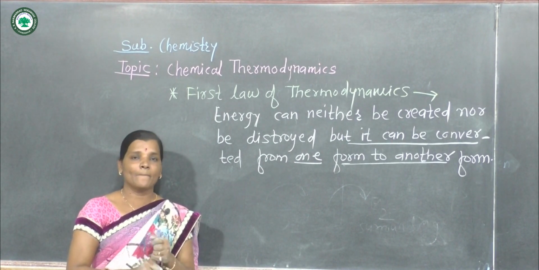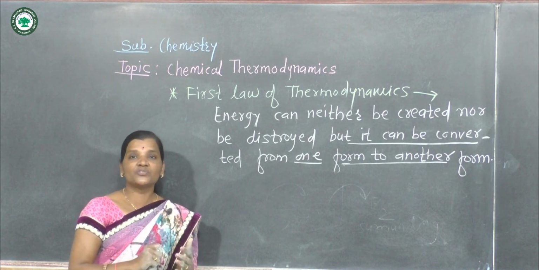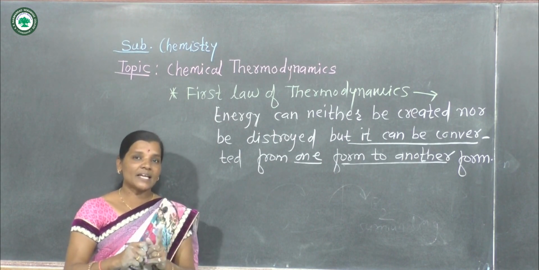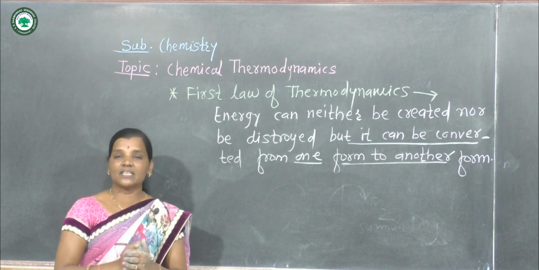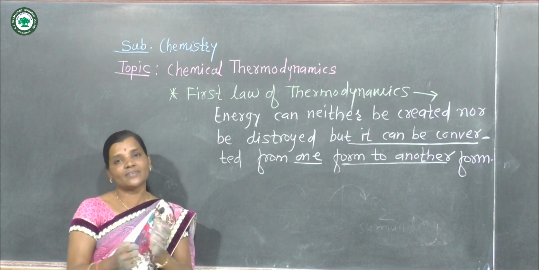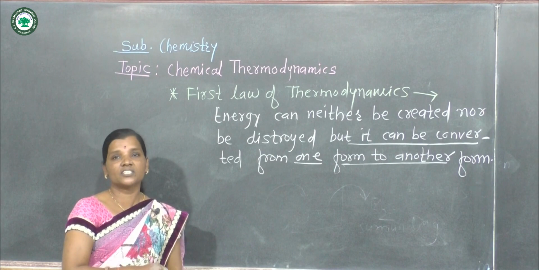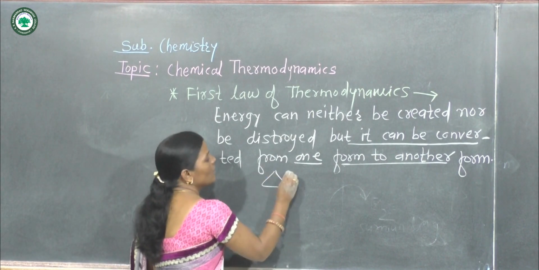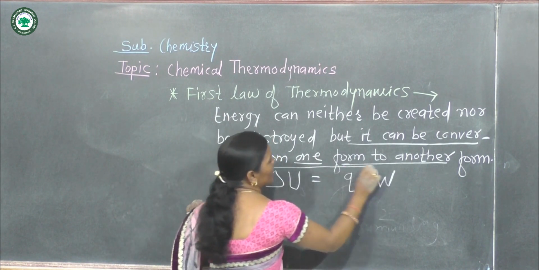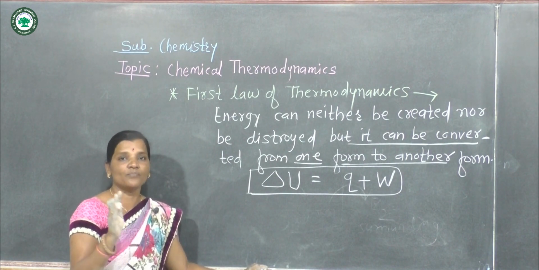First we defined what chemical thermodynamics is. It is the branch of physical chemistry which deals with interconversion of energy between system and surrounding, but that energy conversion always takes place in the form of work and heat. There is exchange of work as well as heat, and then only the change in internal energy is observed. And so delta U is equal to Q plus W. This is the mathematical expression for the first law of thermodynamics.